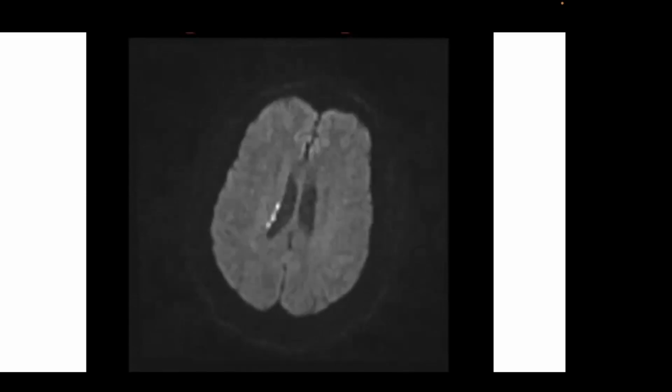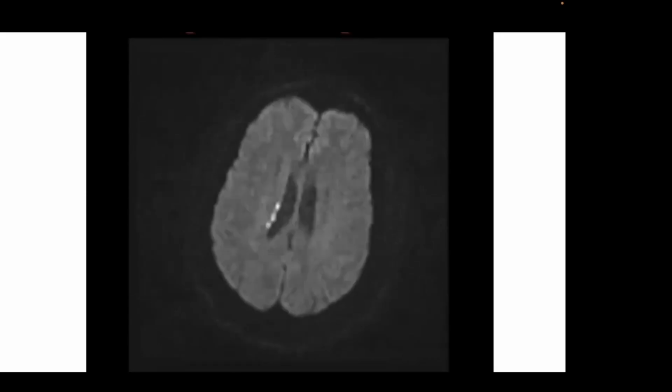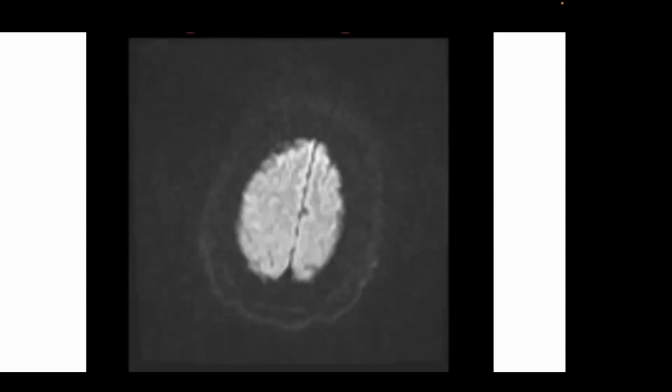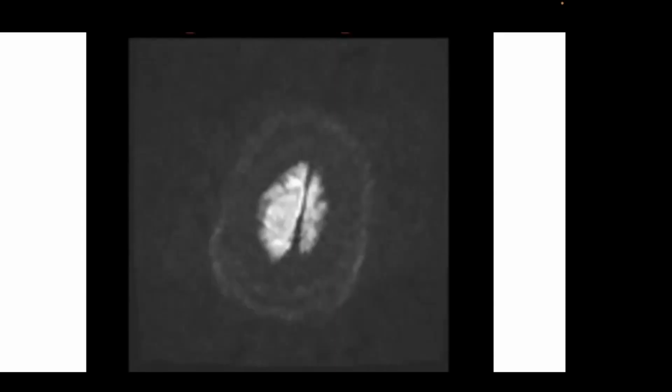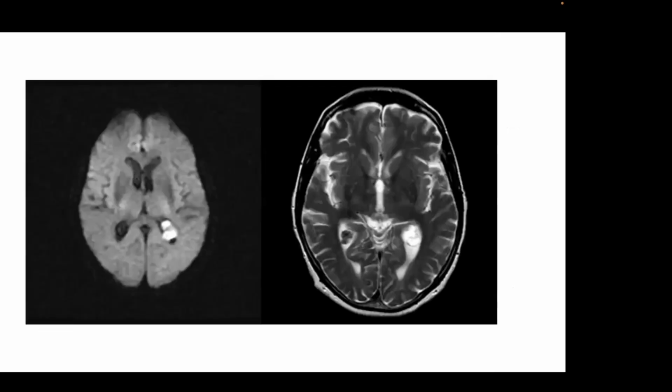Now, this specific finding is not well recognized. These infarcts of the choroid plexus are often mistaken for the normal variant anatomy you can have in the choroid plexus, these cysts that can be bright on diffusion imaging. But again, this is a real entity, infarction of the choroid plexus, because as you know, the posterior circulation gives off the posterior choroidal arteries, which will supply the choroid plexus.